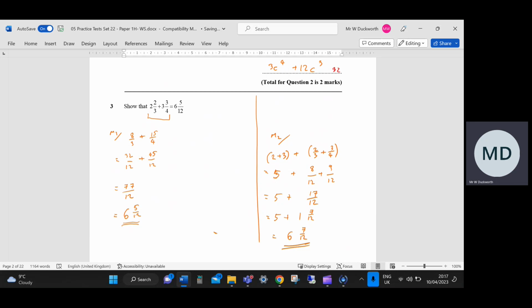And it does show both methods, which is nice. We'll go for this one.